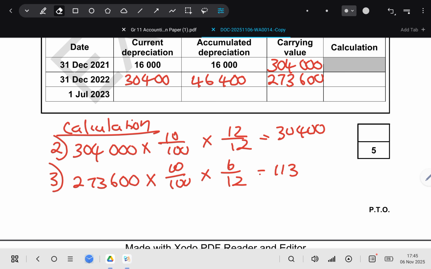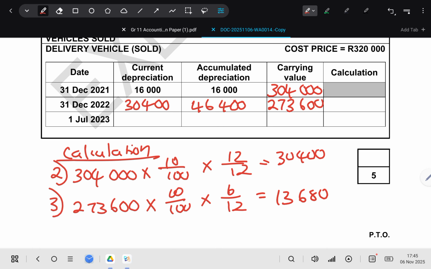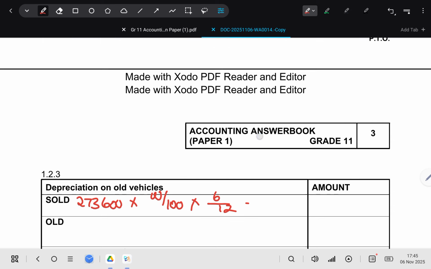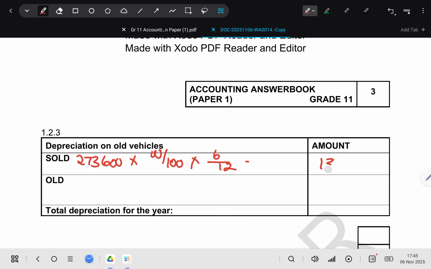Let me see, 13,608. So that 13,608, we will put it here as our depreciation, and then also remember we must record it here that the amount was 13,608. I hope this makes sense, guys.